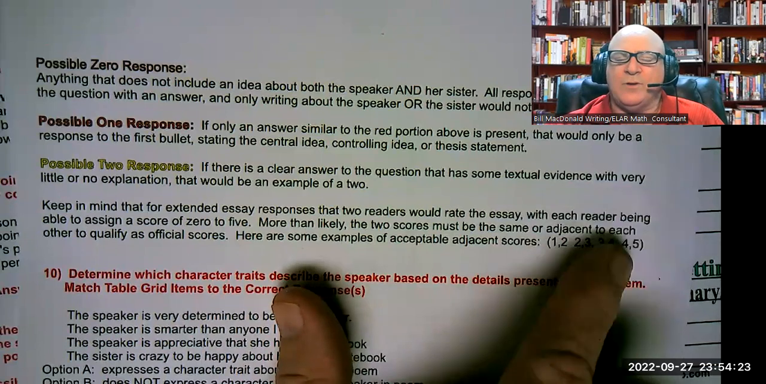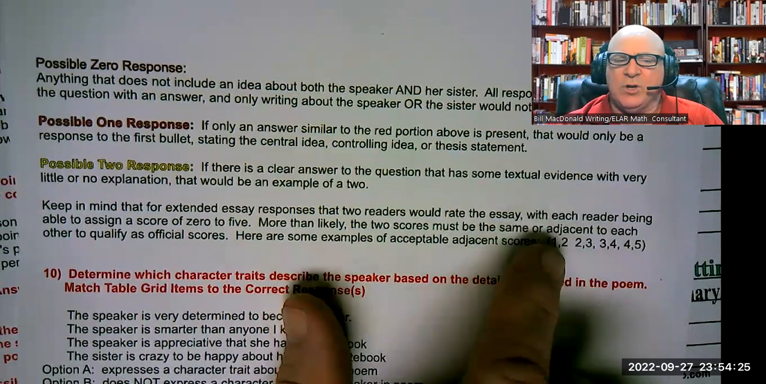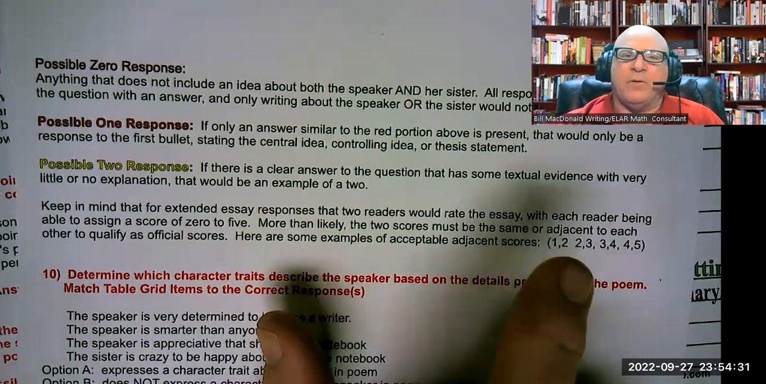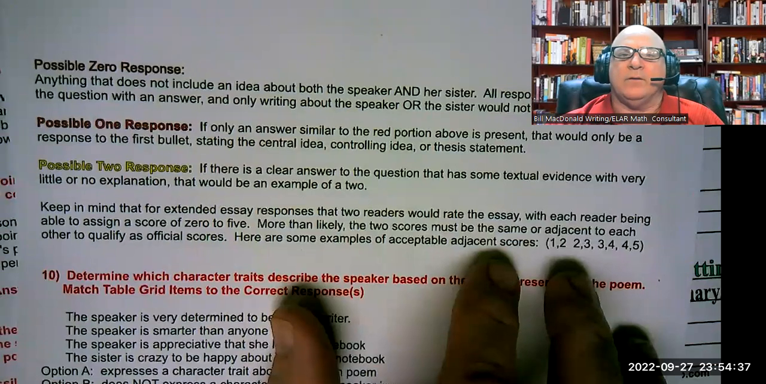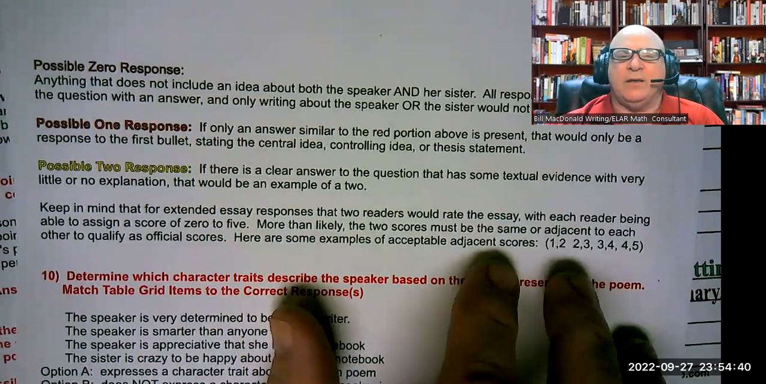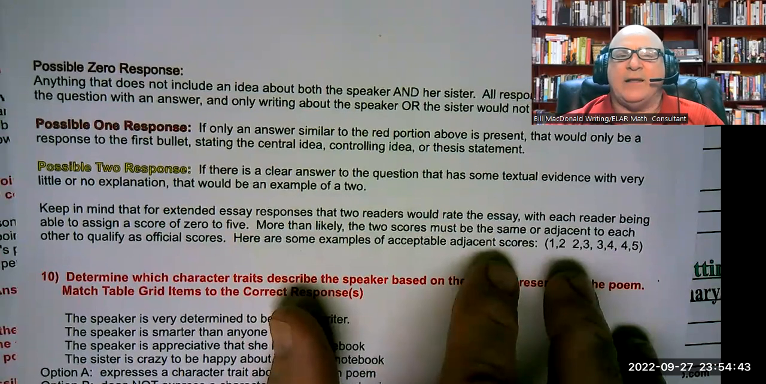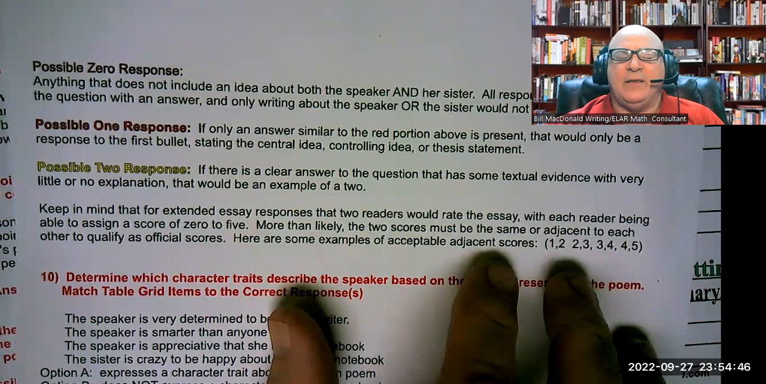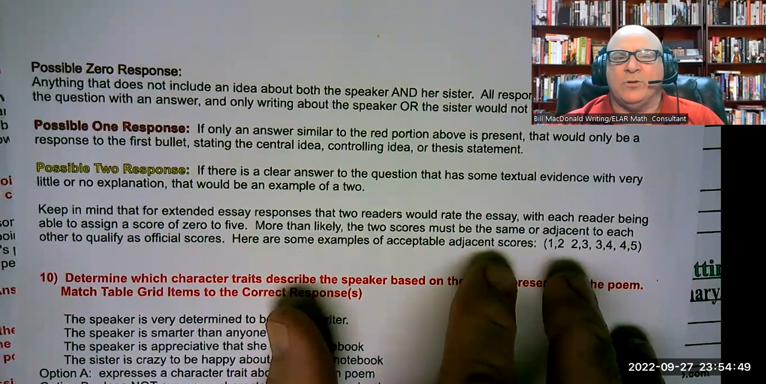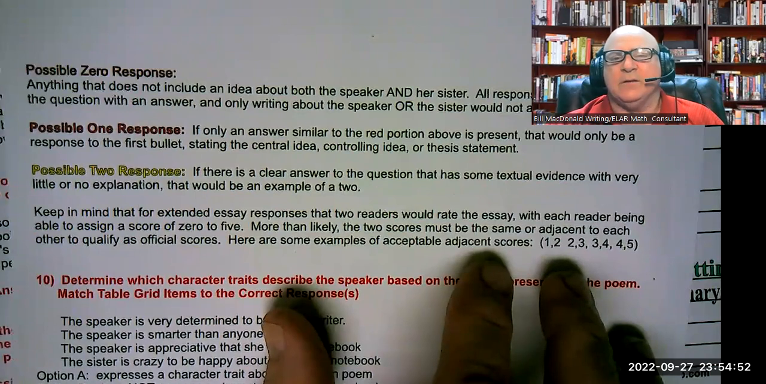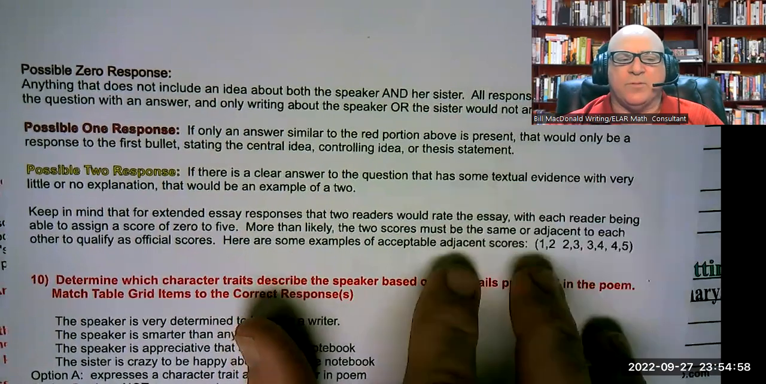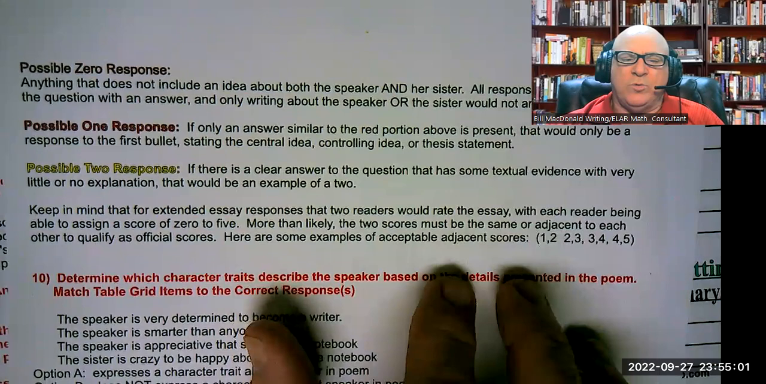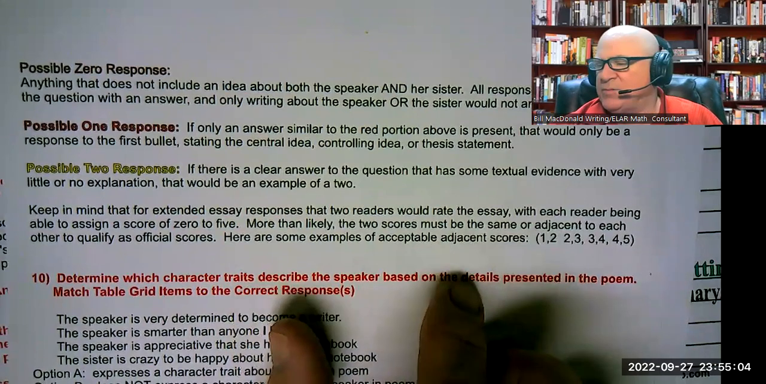Okay? The only score you cannot give is a 0 and a 1, because 0 is basically unscorable for whatever reasons, that the paper is so incoherent, so indecipherable, so illogical, doesn't make sense, it's not understandable, none of the answer to the question, any part of it is present. There's no evidence that connects the sister or the speaker. So that would mean that you wouldn't do very well in that response.